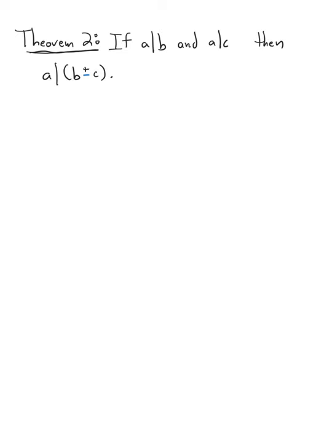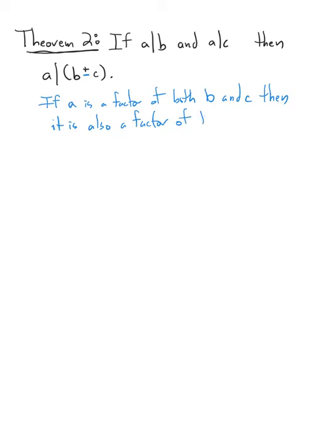All right, so let's look at the second theorem now. The second theorem says, if we have A being a factor of B and A being a factor of C, then A is a factor of B plus or minus C. So if we wanted to write this in words, you would say if A is a factor of both B and C, then it is also a factor of their sum or difference.